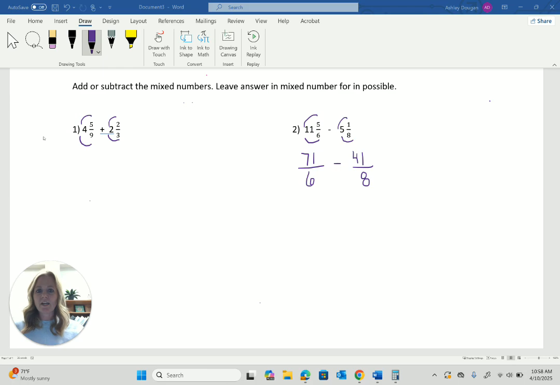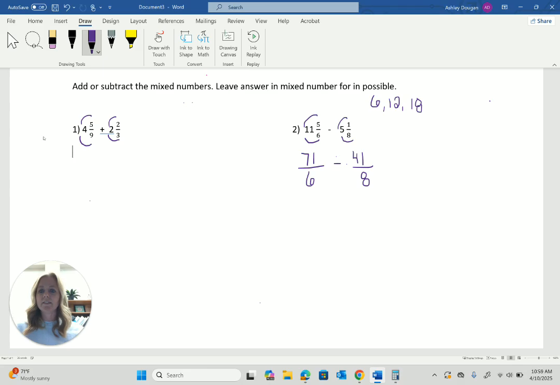Since we're subtracting these 2 fractions, we have to have common denominators. So once you change your mixed number to an improper fraction, look and see what operation it is. If it's adding or subtracting, we need common denominators. So we're looking for a common denominator between 6 and 8. We're thinking about multiples of 6 and multiples of 8. What multiple do they have in common? And if we need to, we can list them out.